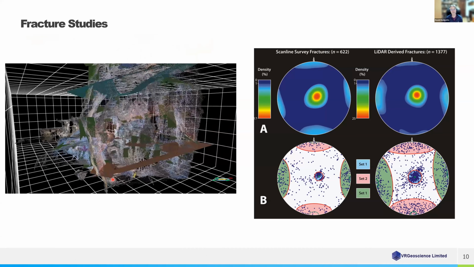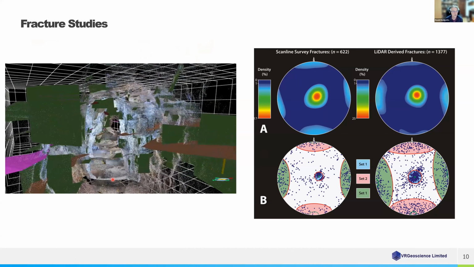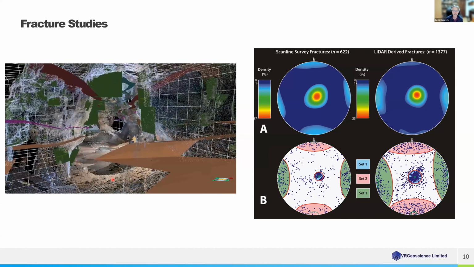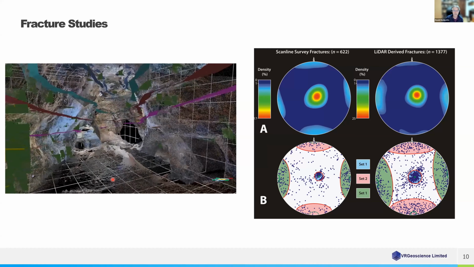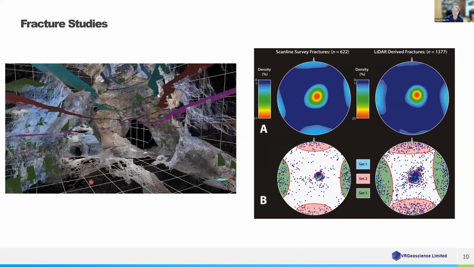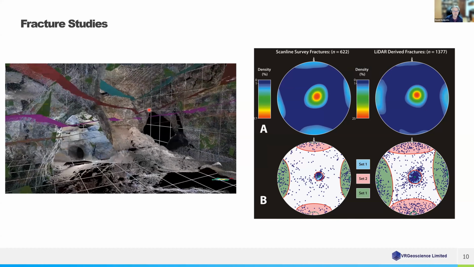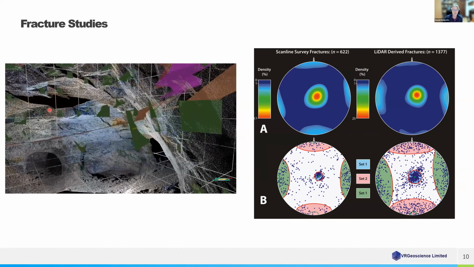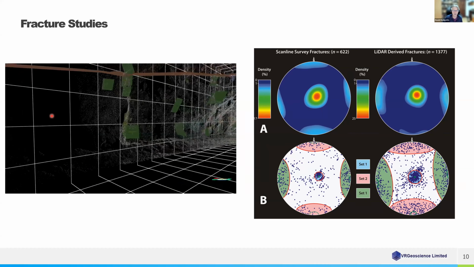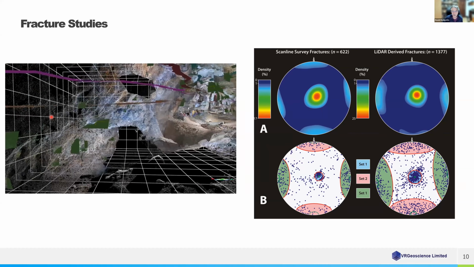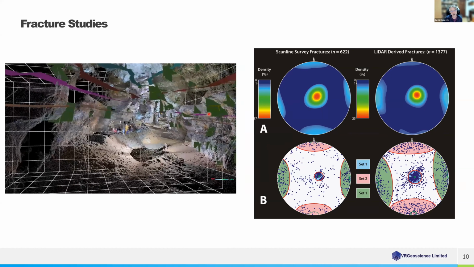So here's an animation, a fly through of the West Mine data. This is the point cloud from the laser scanner. The horizontal surfaces that you can see are key stratal surfaces, but in this case, they're bed set boundaries, which we were using to subdivide the model into zones. And then the squares that you can see are fracture measurements.